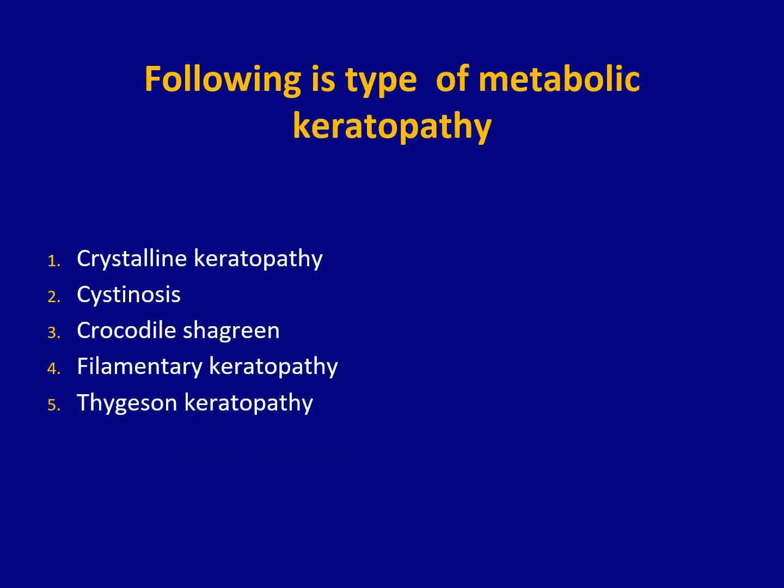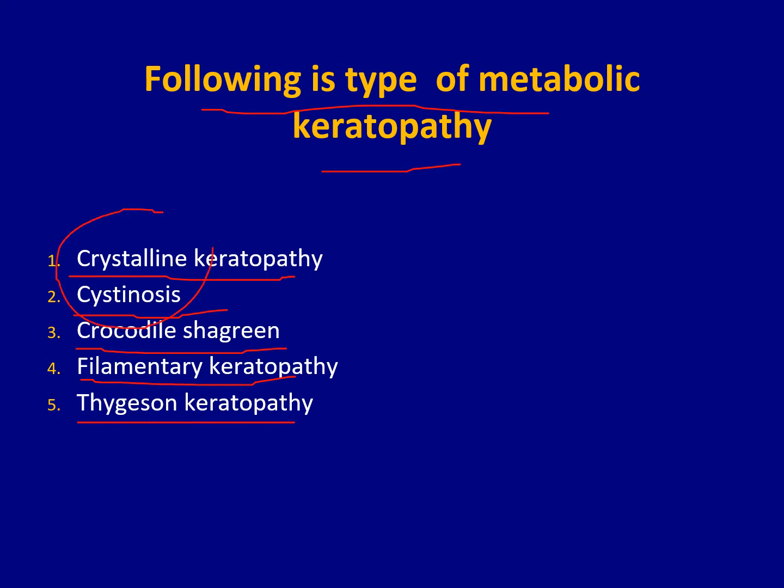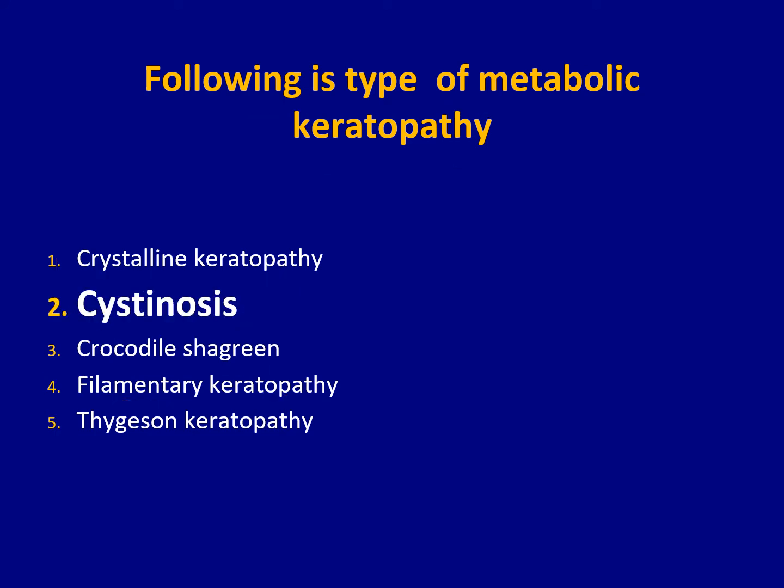Following is the metabolic keratopathy. Again, VHB 7.1. If you look over there, you will find the answer. The 5 options for the metabolic are crystalline dystrophy, cystinosis, crocodile shagreen, filamentary keratitis, and Thygeson keratopathy. These look similar, but cystinosis is a type of systemic disease which is metabolic in nature, so that must be the answer, cystinosis. Let's have a look. Yes, cystinosis is the answer.